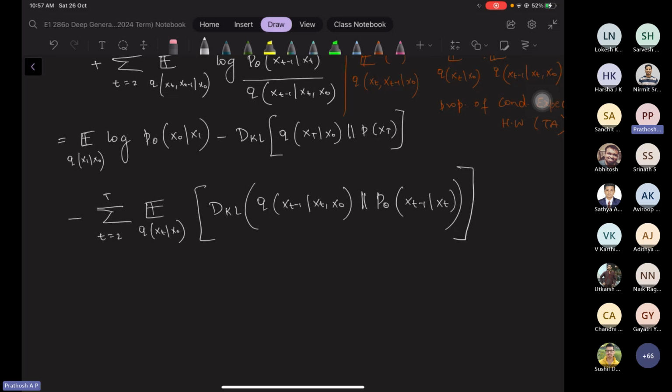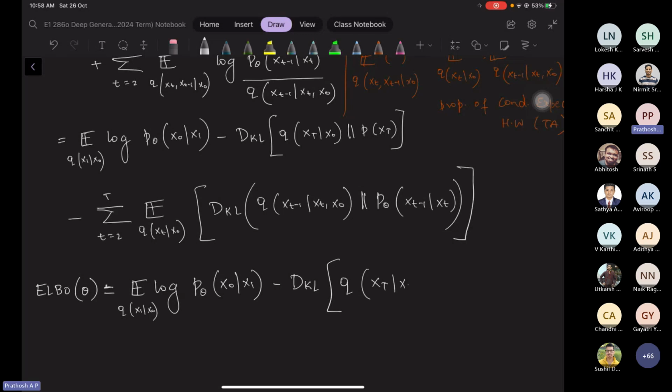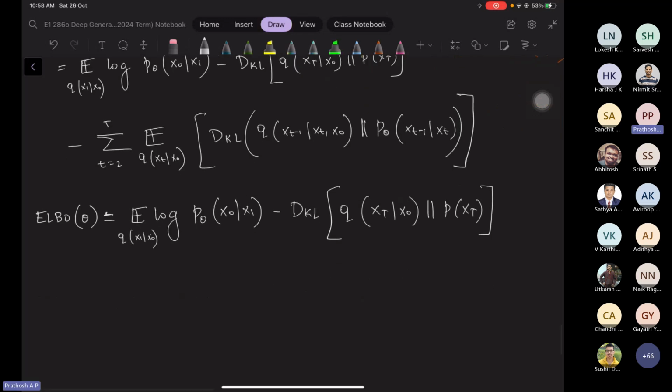So what we did so far is that the ELBO for DDPM, which is only a function of theta, we wrote as the expectation of log of p theta of x naught given x1 with respect to q of x1 given x naught, minus the DKL of q of xt given x naught and p of xt, minus this entire term.